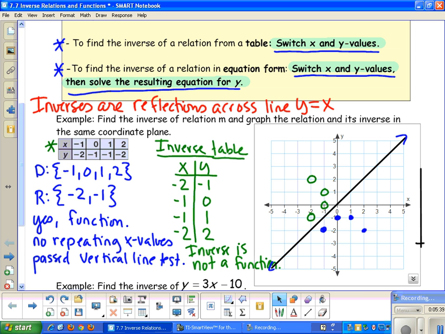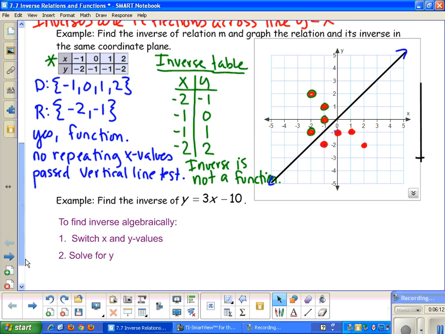Notice that if I were to fold my graph on this line, each of the points on either side would match up. So this point right here would match up with this point. This one matches up with this one. This one would match up with this one. And this point right here would match up with that point right there. So that's another way that I can tell that my graph is a reflection across the line y equals x, which tells me that they're inverses of each other. So that's how you find the inverse from a table. Again, switch the x and y values, and then you can plot them.